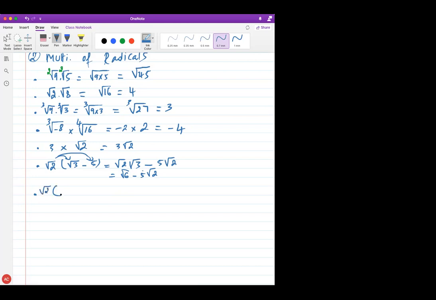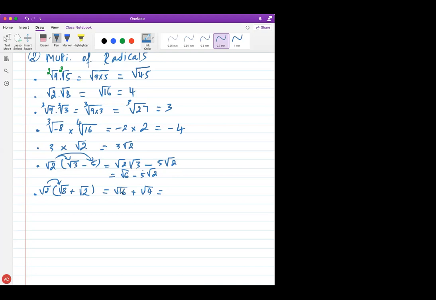Maybe radical 2 here. Okay, radical 8 plus radical 2. What is this equal to if you distribute? Radical 16 plus 4, that's right, 2 times 2 is 4. Can we simplify the result?